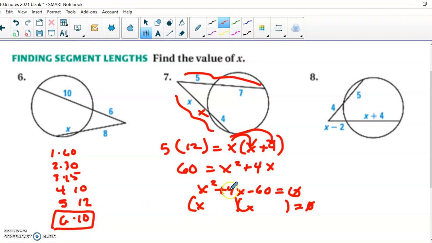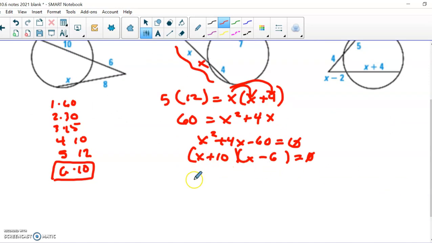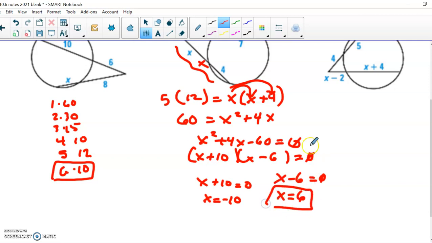When we combine like terms, we want the 4 to be positive, so let's make that a plus 10, a minus 6. One at a time, we set them equal to 0. So I have x plus 10 equals 0. Therefore, x equals negative 10, and x minus 6 equals 0, and therefore add 6 to both sides, x equals 6. We know we can't have a segment length that's negative 10 units, so we just disregard that answer, and our answer is going to be x equals 6.